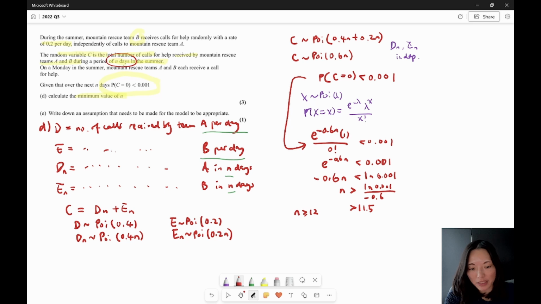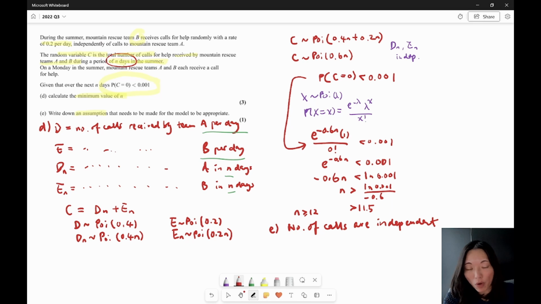We don't need a lot of space. It's just a 1-mark question. It's asking us to write down an assumption that needs to be made for the model to be appropriate. Often when we look at Poisson distributions, we need to assume, as I said a number of times when we were answering part D, that the events, for example, the number of calls, are independent of each other. So a call that I have right now, let's say at 9 o'clock in the morning, is not going to affect the distribution of calls later on in the day.